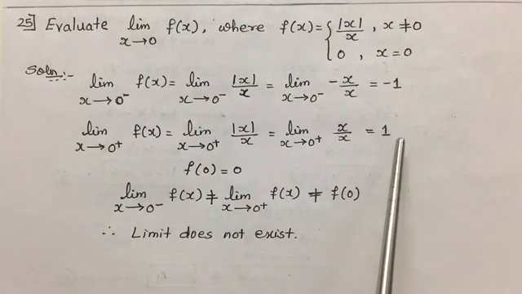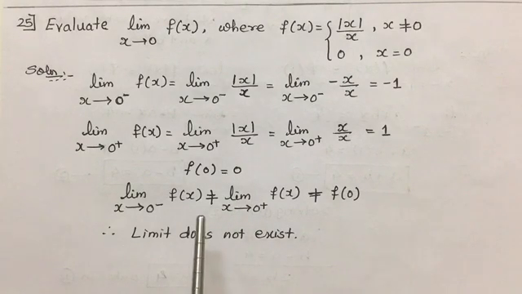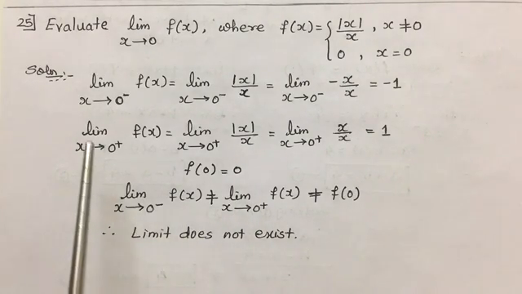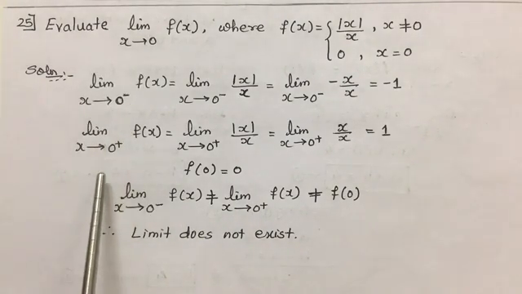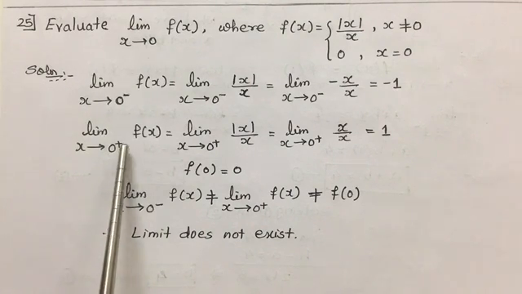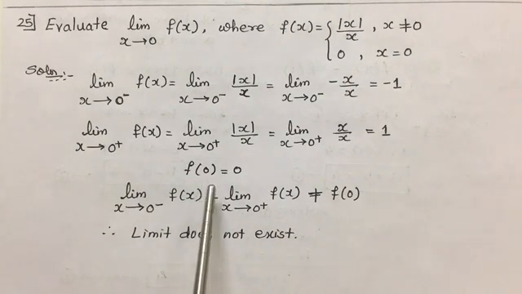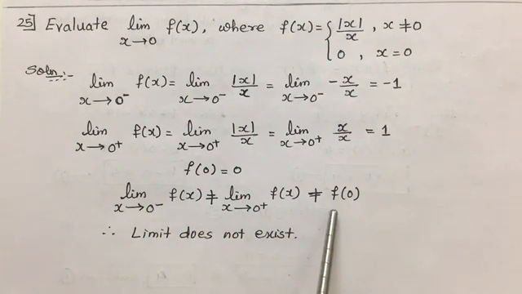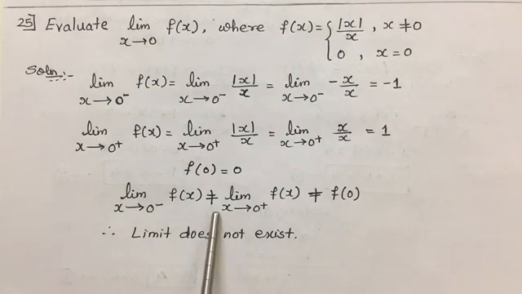Now if we compare all the three answers, that is for 0 minus, 0 plus and 0, then all the three answers are different and they are not equal. And if they are not equal, limit will not exist. So here limit does not exist.